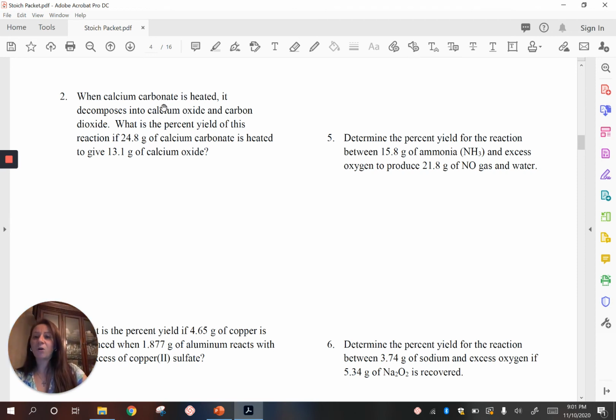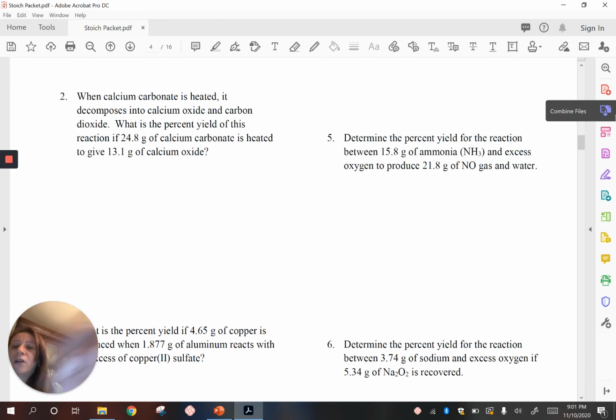So it says, when calcium carbonate is heated, it decomposes into calcium oxide and carbon dioxide. So it looks like calcium carbonate is my reactant. And so it's ionic. Calcium ion is Ca2+, carbonate is CO3 2-. So calcium carbonate is CaCO3. So when it's heated, it decomposes. So arrow, it's a decomposition reaction, to produce calcium oxide. So calcium 2+, oxide is 2-, so CaO, and carbon dioxide, which is CO2.